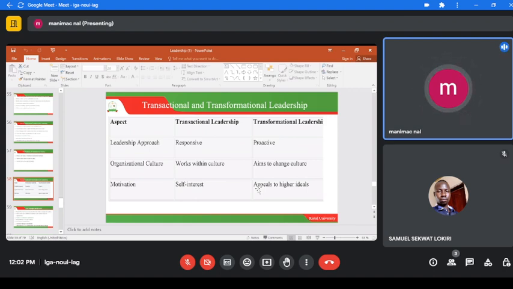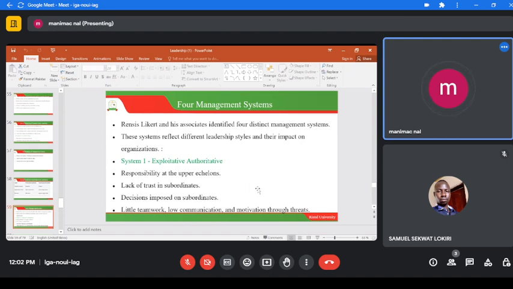In summary, that is the transformational theory and the transactional leadership, whereby we look at three aspects: leadership approach, organizational culture, and management. Transactional is reactive, while transformational is proactive. Transactional works within the culture of the organization, whereas transformational aims at changing the culture. Lastly, transactional looks at the self-interest of the employee, whereas transformational appeals to the higher ideals of the employees.